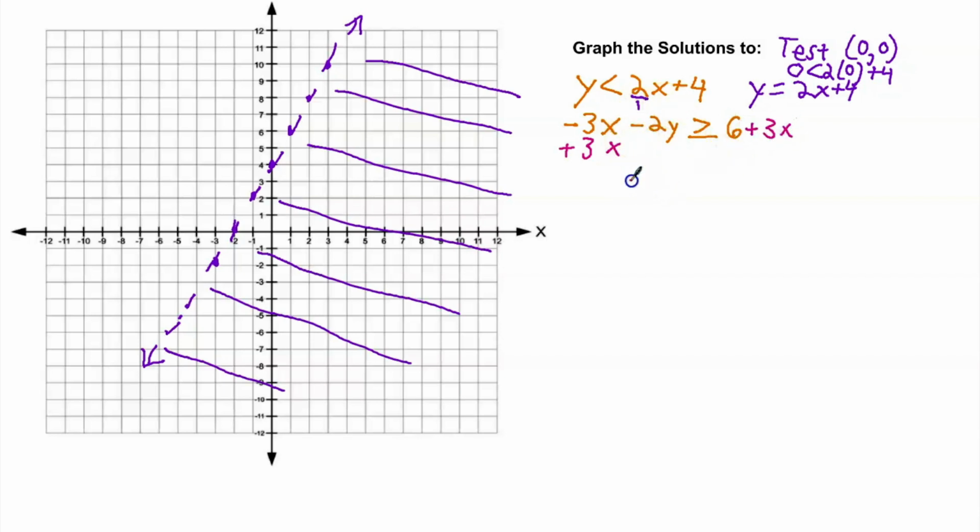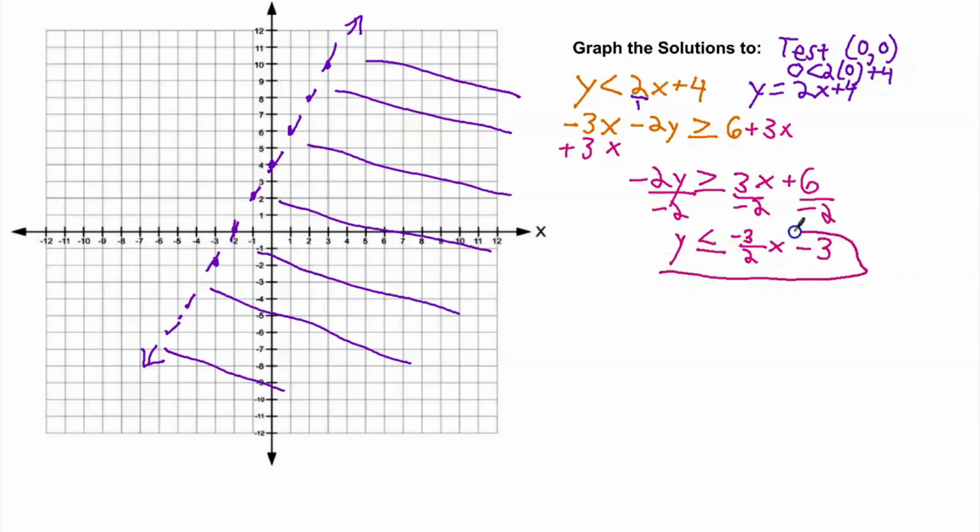That leaves me with negative 2y is greater than or equal to 3x plus 6. From here, I'm going to divide everything by negative 2. Uh-oh, I'm dividing by a negative. There should be an alarm going off in your head. It's an inequality, so we have to switch the inequality sign. It's going to be y is less than or equal to negative 3 halves x minus 3, because 6 divided by negative 2 is negative 3.